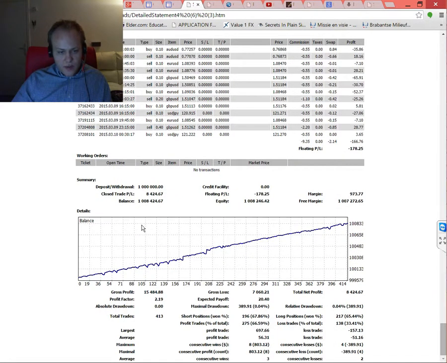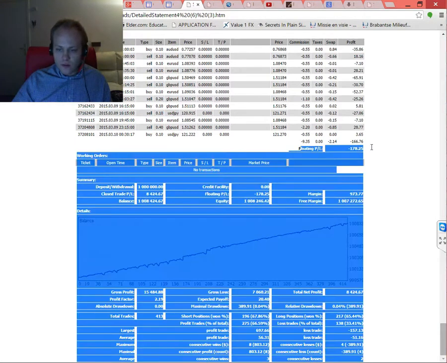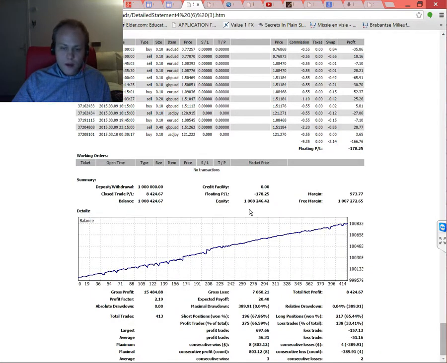Basically you can see that all these systems started with 1,000,000. You can see it made some profit. You can see the balance. When you have your balance and you take off the floating, so it's this number over here, you create the equity, and the equity is basically your live current balance. So when you take this and take this off of it, you will get your equity.